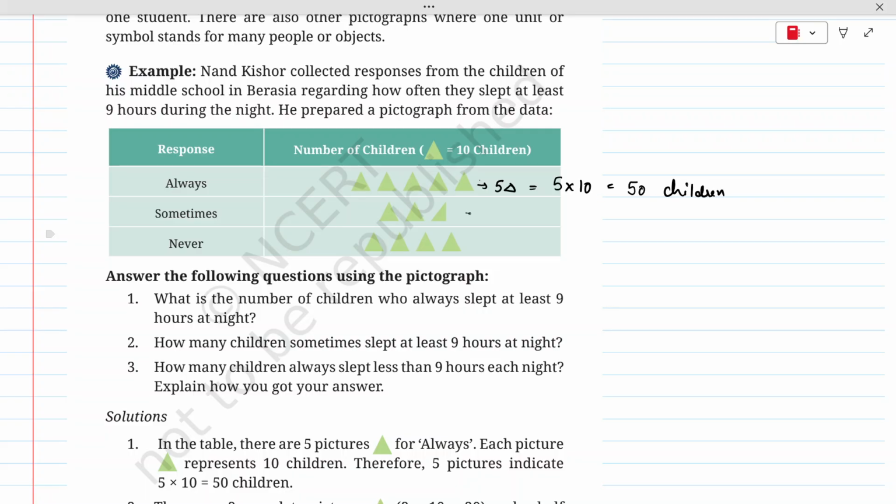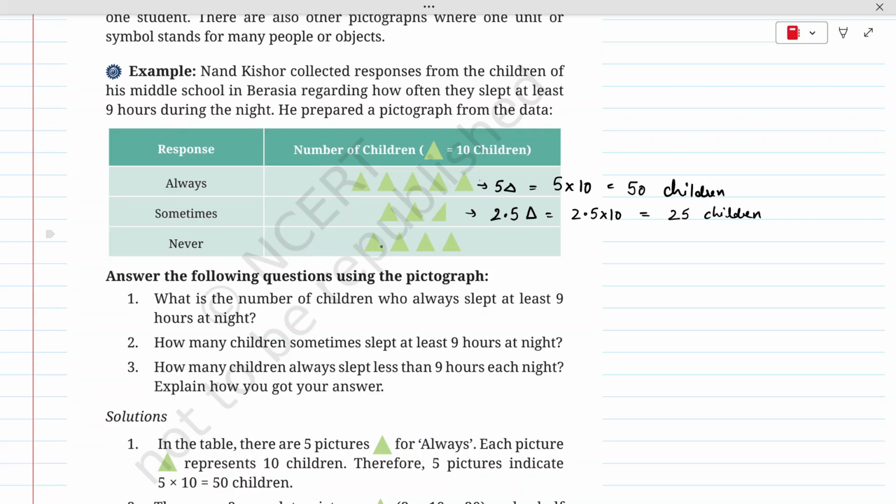Next we have 2 and a half. 2 and a half, I can write as 2.5. And then 2 and a half triangles is equal to what? 2.5 multiplied by 10, which will give us 25 children. So this comes to be 25 children. That means 25 children sometimes sleep for 9 hours during the night.